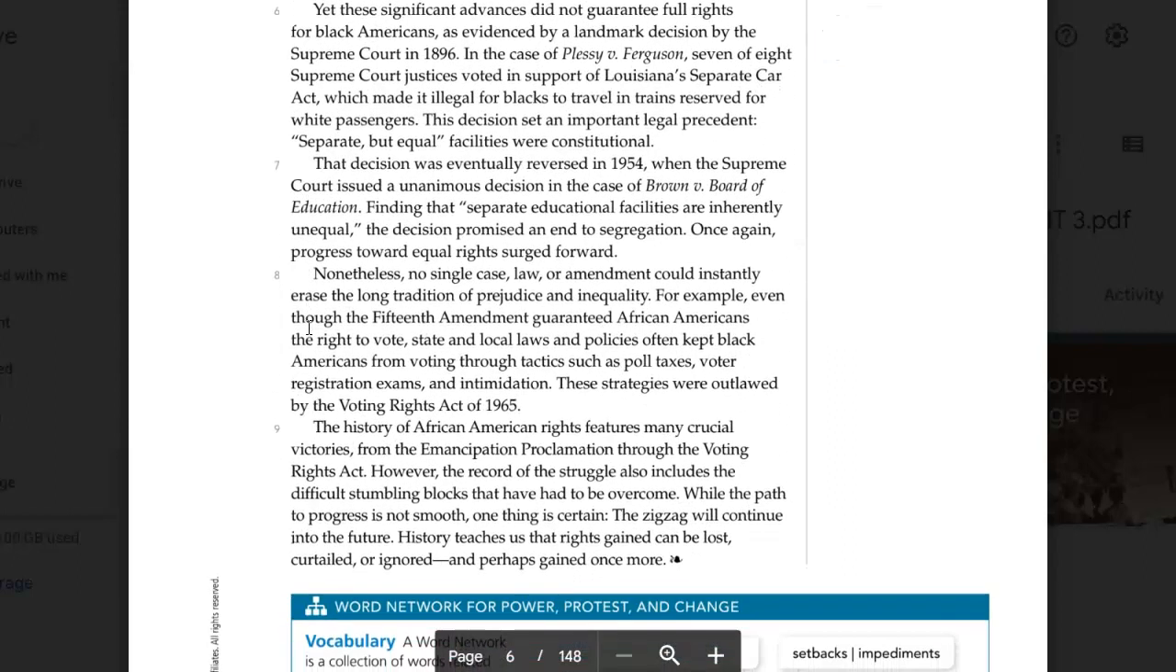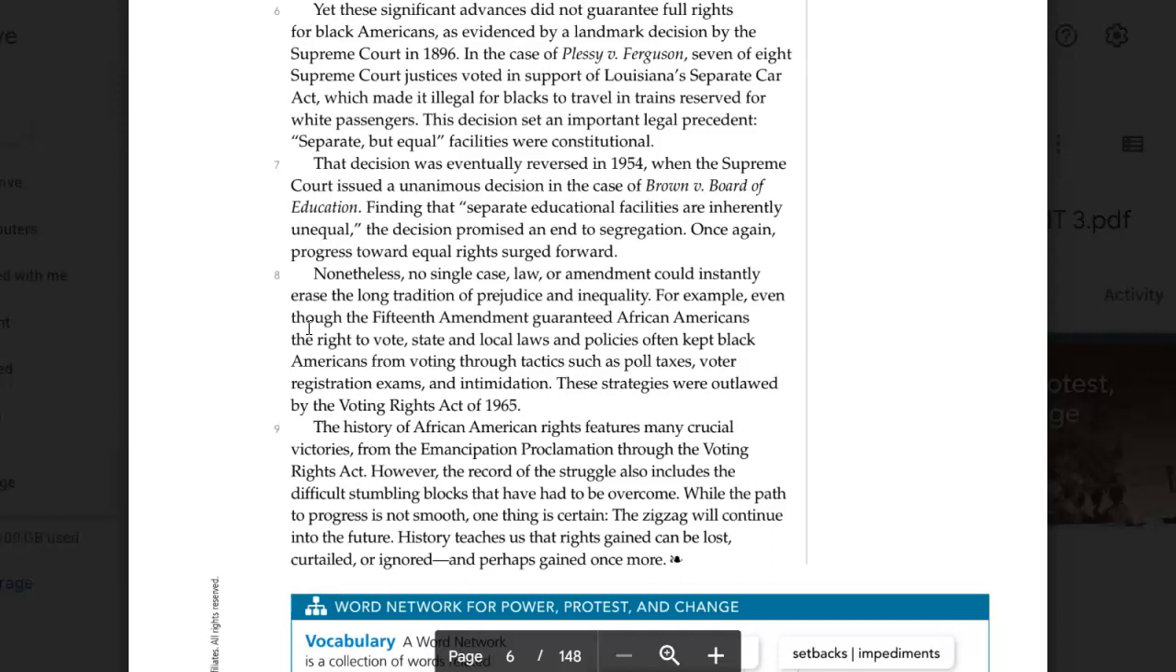The decision was eventually reversed in 1954 when the Supreme Court issued a unanimous decision in the case of Brown v. Board of Education, finding that separate educational facilities are inherently unequal. The decision promised an end to segregation. Once again, progress toward equal rights surged forward.